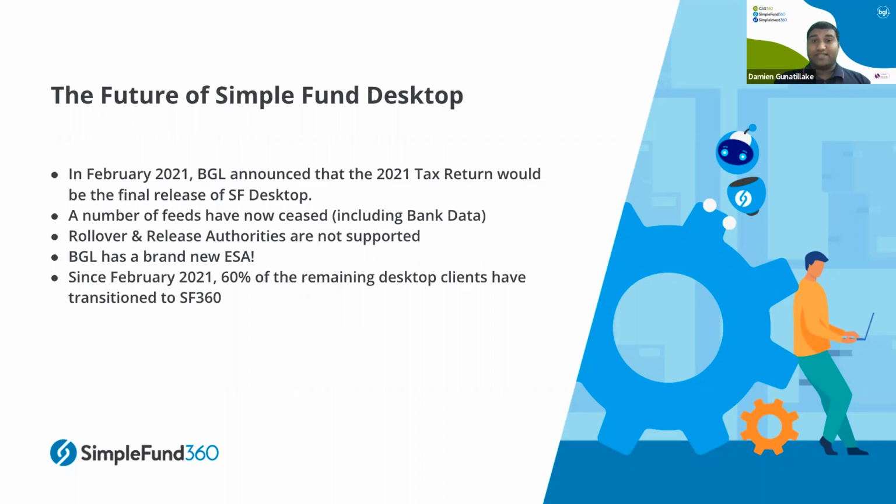For those of you clients that are on Simple Fund Desktop, you'd be very familiar with the Australia Post ESA. For Simple Fund 360 clients, as you start to make this transition across to Simple Fund 360, you will see that BGL has their own Simple Fund 360 ESA as well. We're going to touch on that a little bit later in the webinar. But the BGL ESA is different from Australia Post, and it does support rollovers, release authorities, and contribution data as well.